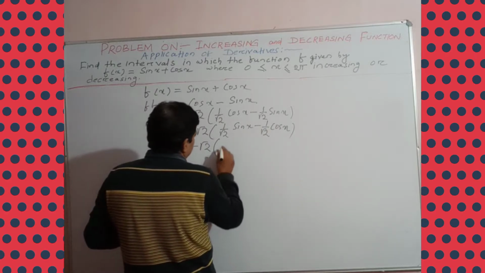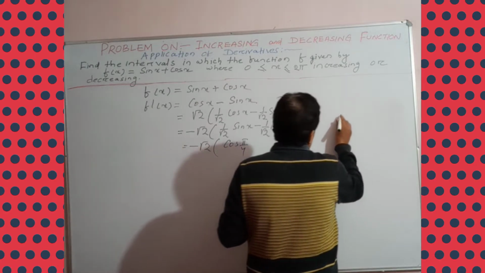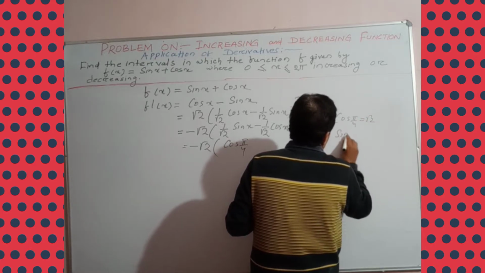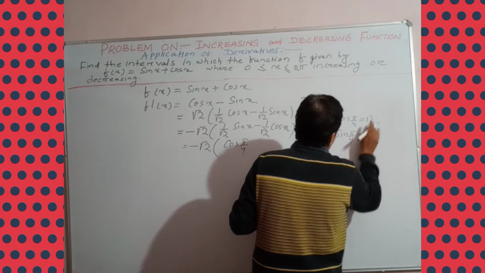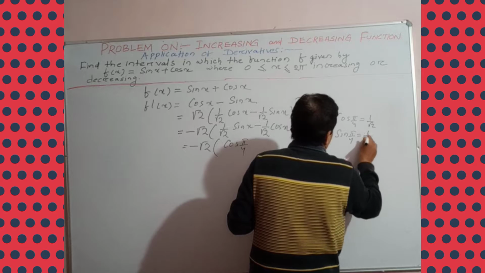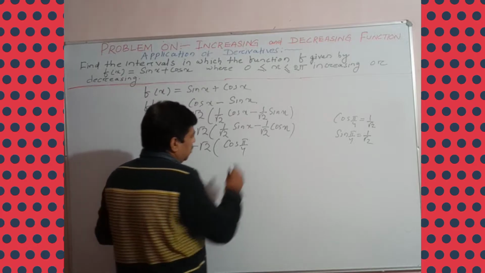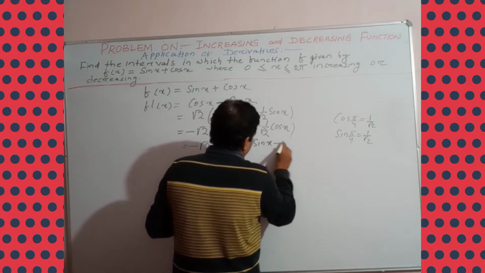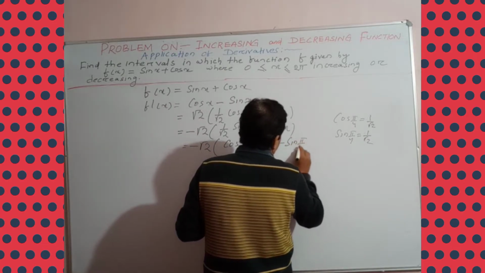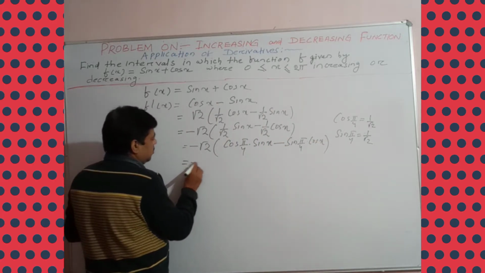Now how can we write 1 by root 2? We know cos π/4 is 1 by root 2, and sin π/4 is also 1 by root 2. Yes or no? So in place of 1 by root 2, I can write cos π/4 with sin x, and minus sin π/4 with cos x. Is it clear up to this point?